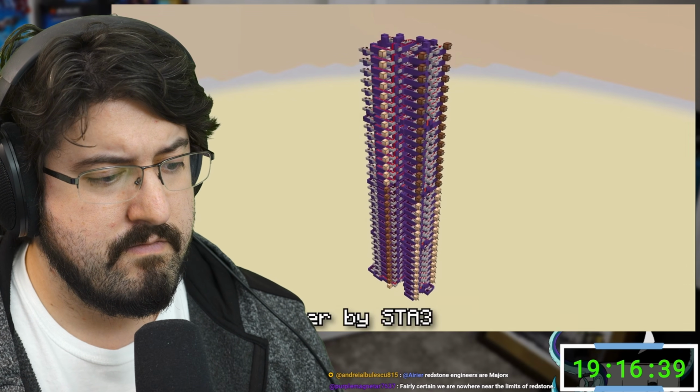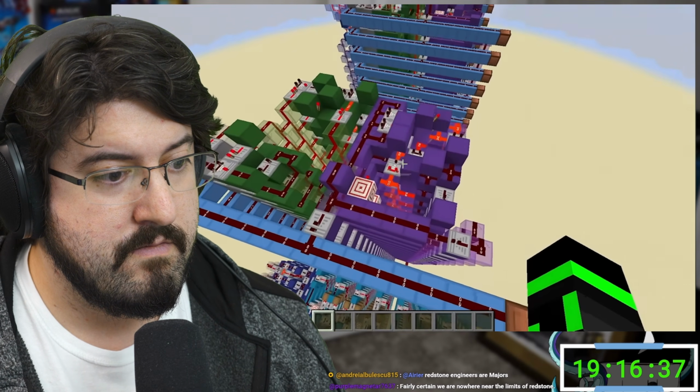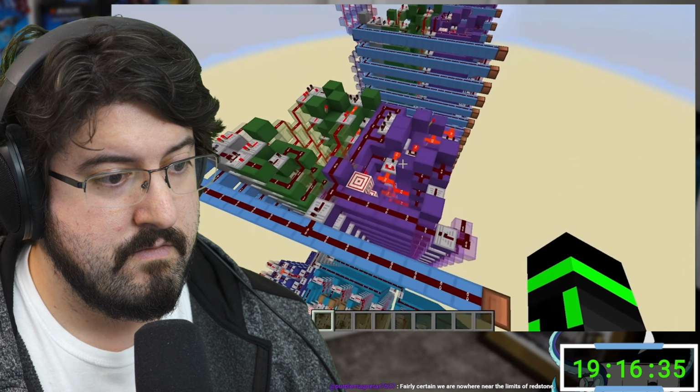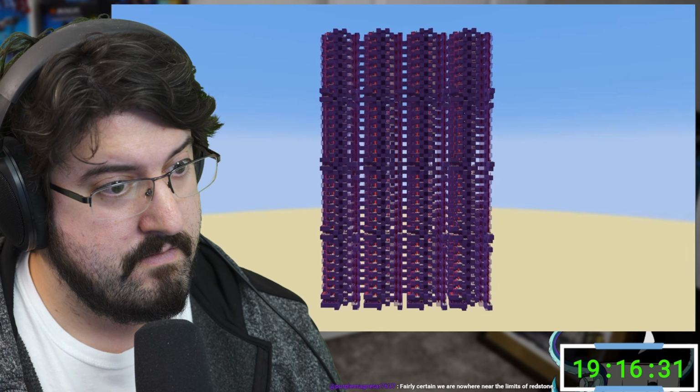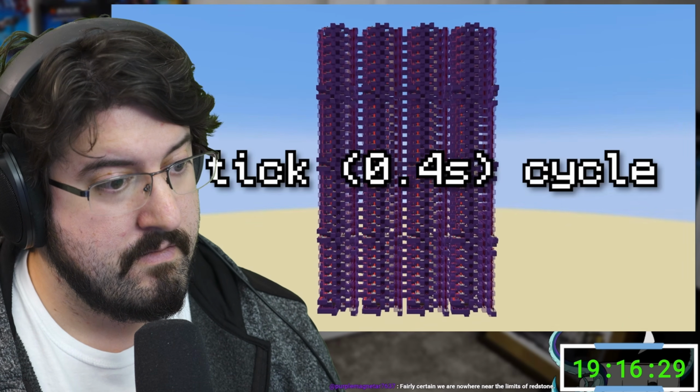Remember the multiplier from STA3? It turned out that the adder inside of it was exactly what I was looking for. I ripped it out, and after just 10 minutes of world editing, I had a final design that ran at just 4 ticks per cycle.